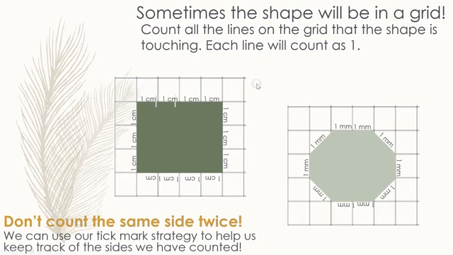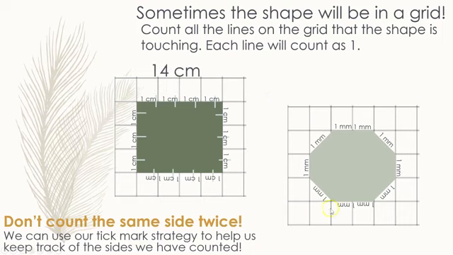1, 2, 3, 4, 5, 6, 7, 8, 9, 10, 11, 12, 13, and 14. The perimeter of this rectangle is 14 centimeters.